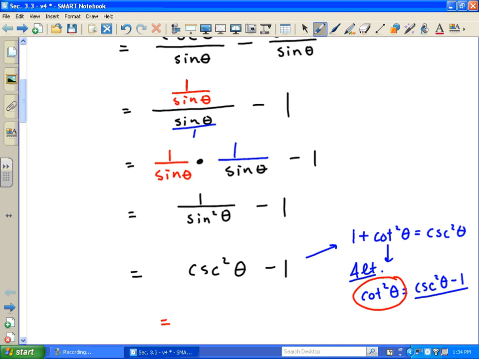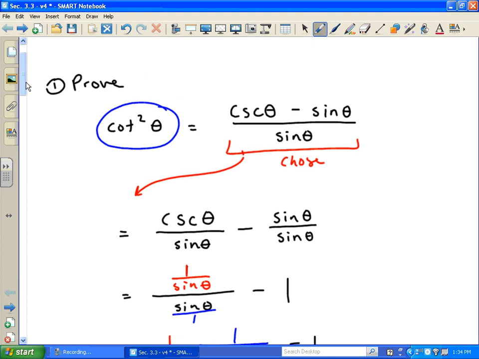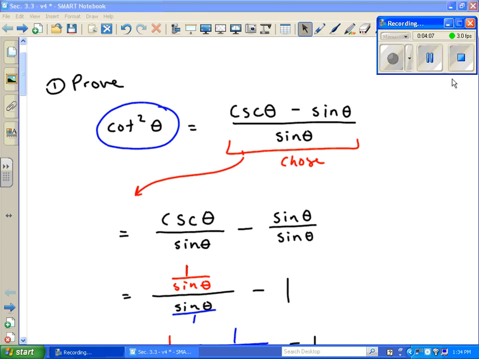And so this simplifies to cotangent squared of theta. That was my desired result from what I have up above. I had wanted to prove that the right-hand side equaled cotangent squared of theta, and that is what I've done. This concludes this example of solving trig identities.